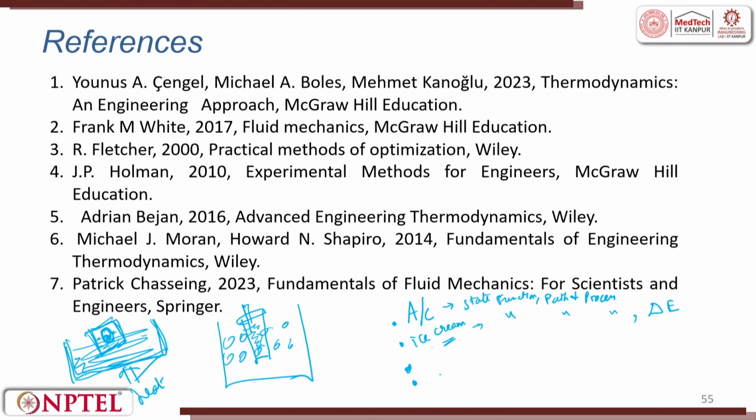Now, try to find out the state function, path and process along with delta E, and try to keep a very realistic temperature. For example, you know the temperature at which water gets frozen. So, ice is also there. So, try to be more realistic.